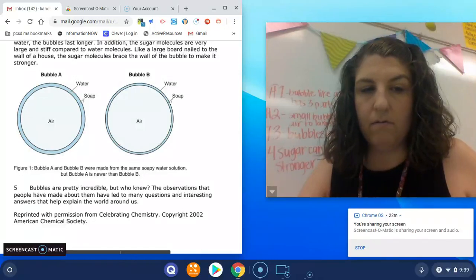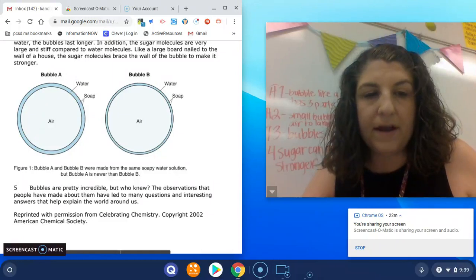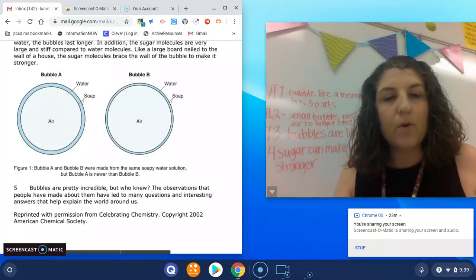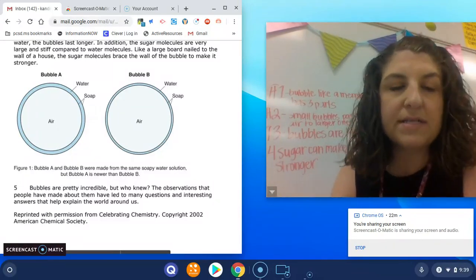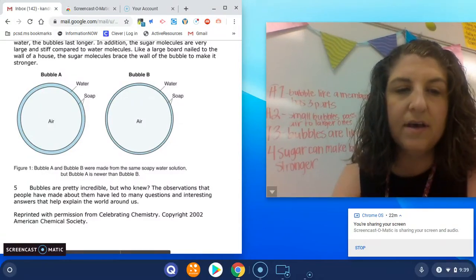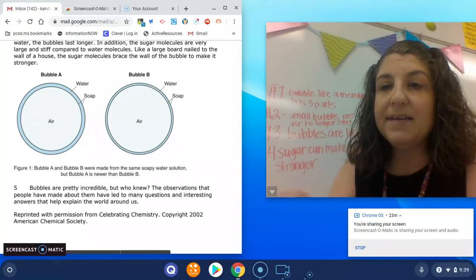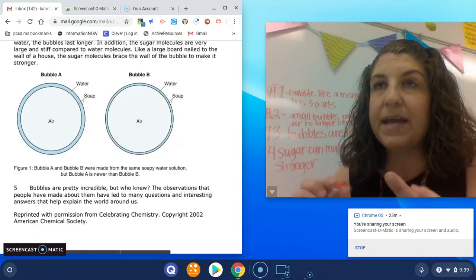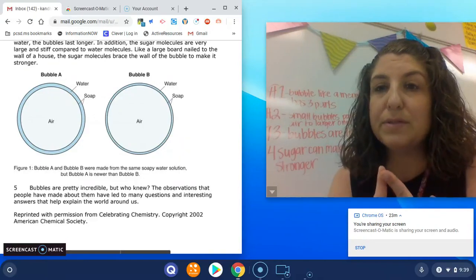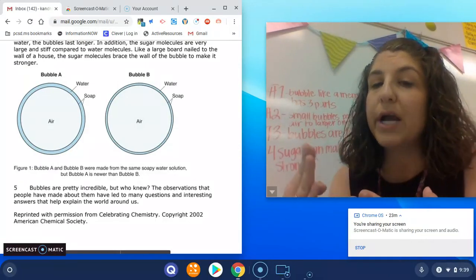Okay, we're going to go on and we're going to read that last paragraph. Paragraph 5. Bubbles are pretty incredible, but who knew? The observations that people have made about them have led to many questions and interesting answers that will help explain the world around us. Okay, number 5 ties in the fact that they've compared bubbles to molecules and membranes in our body. They've also compared bubbles to prisms. Okay, and they've also told you how to make bubbles stronger using sugar.